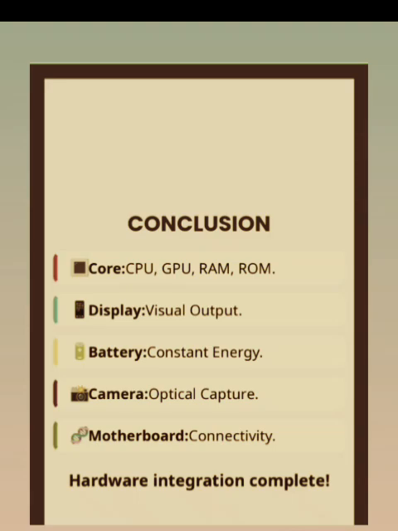Display, we see that the display acts as both input and output. It gives us visual output as a result. The battery provides us constant energy. The camera is the optical capture, and the motherboard is connectivity. So hardware integration is completed by all these components.